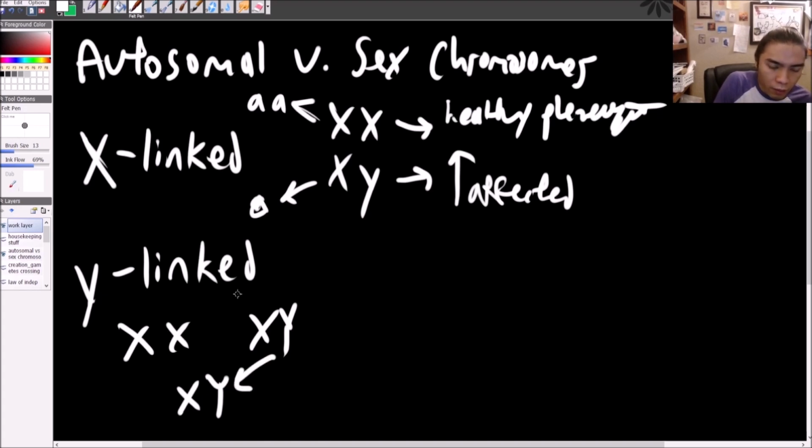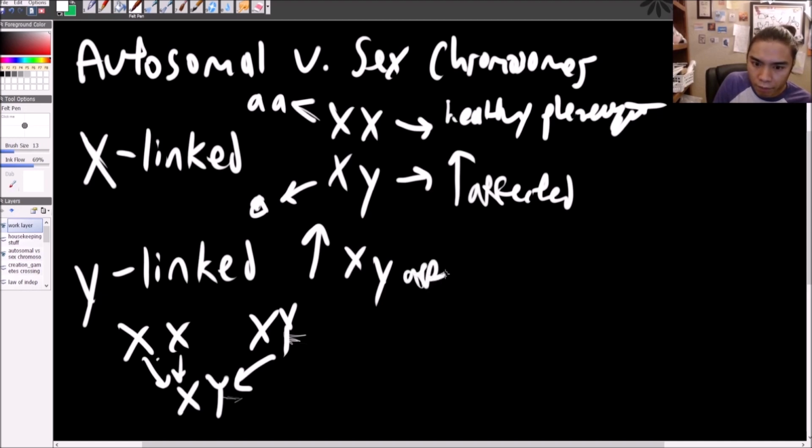And then by the law of segregation, the mother would provide one of the X's, and it can be either one of these. So that's it. If the father has a gene on that Y that is a disease, the son will have it as well, because the son inherits the same Y. So with Y-linked, sons are disproportionately affected.